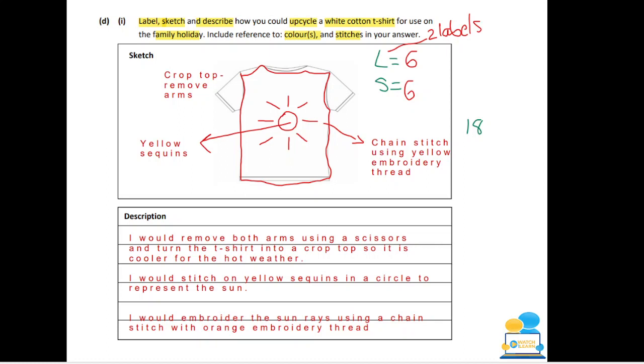In my description, I've said I'd remove both arms using scissors and turn the t-shirt into a crop top so it is cooler for the hot weather. I would stitch on yellow sequins in a circle to represent the sun. I would embroider the sun's rays using a chain stitch with orange embroidery thread. So this is the level of detail which they'd be looking for. And you 100% have to label and sketch it all.